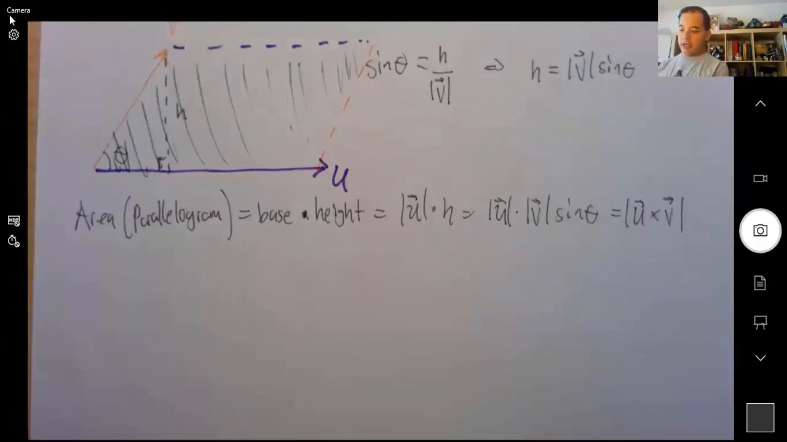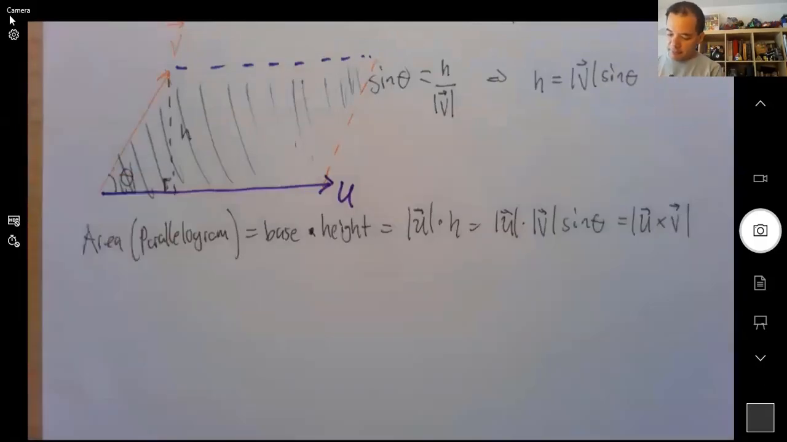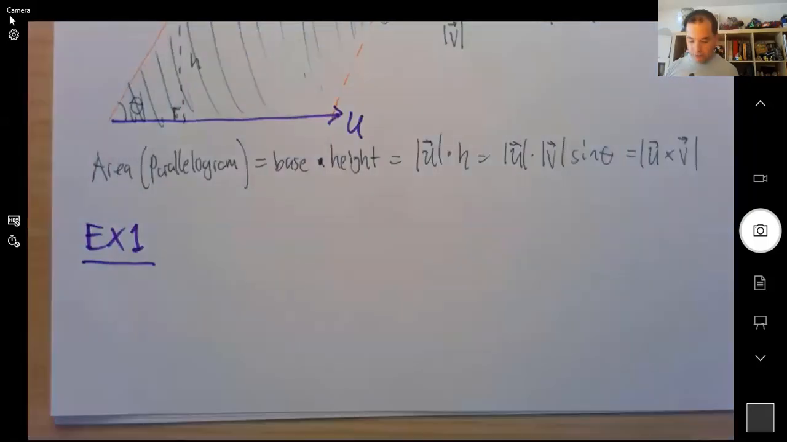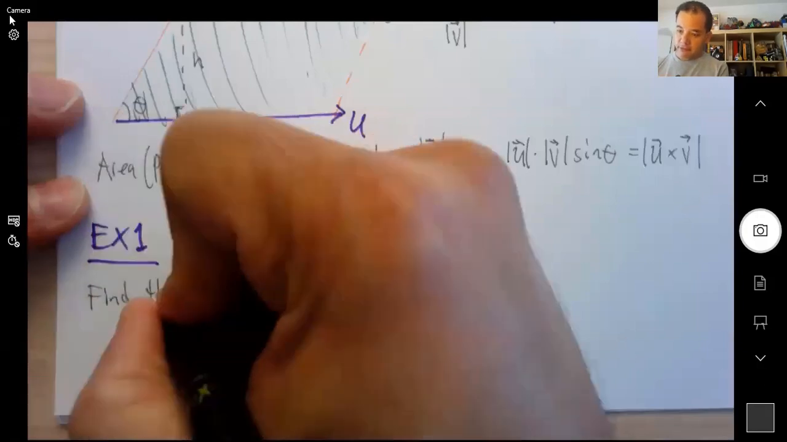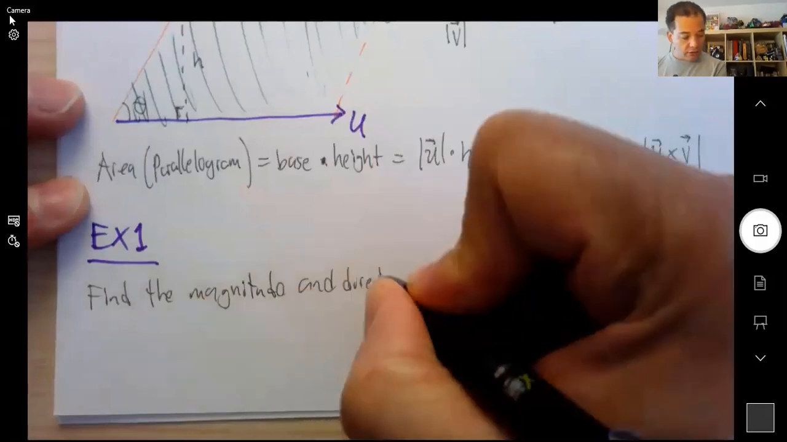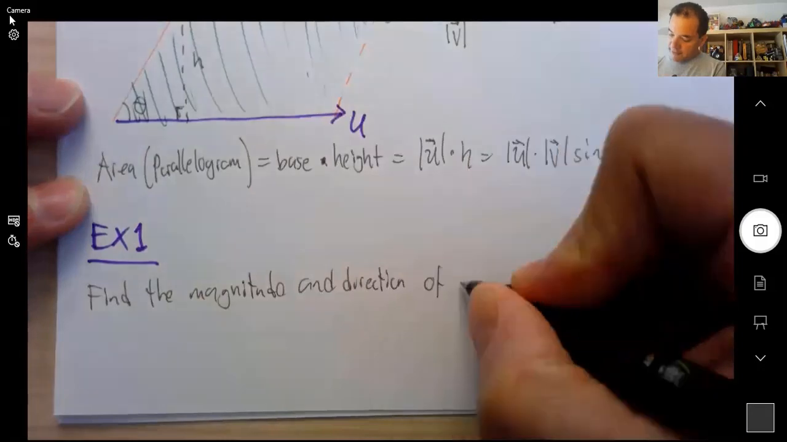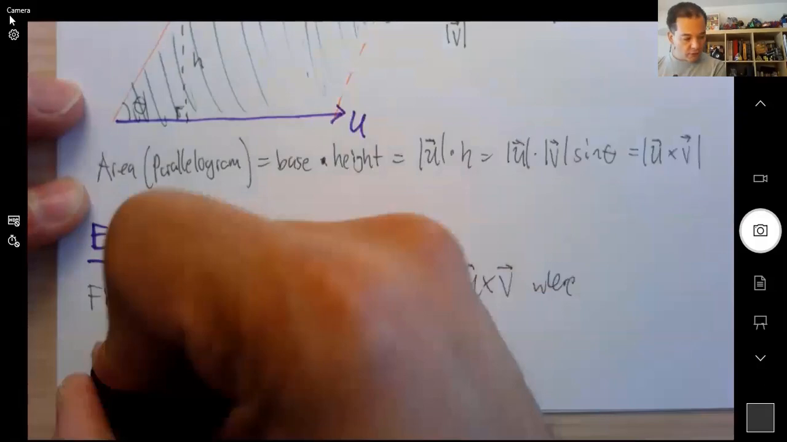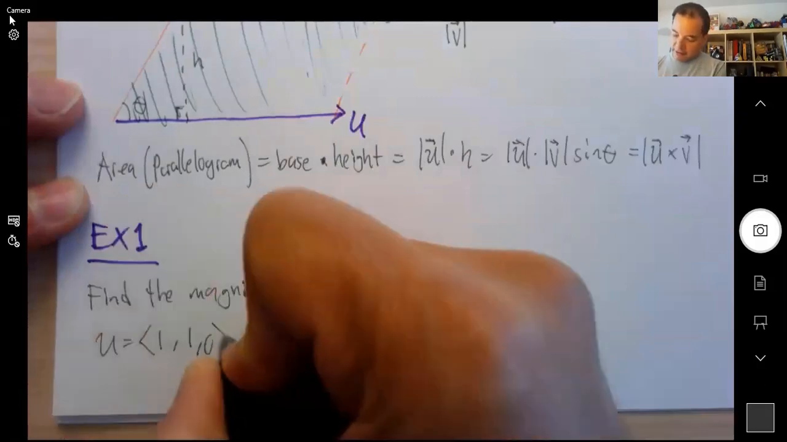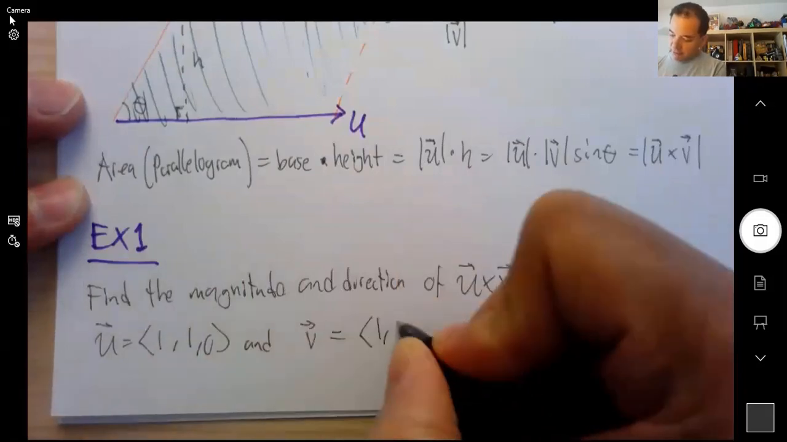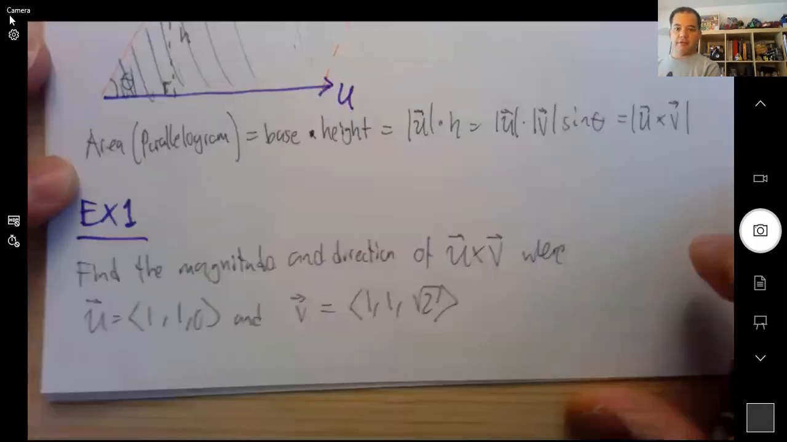All right. So how are we going to figure out this cross product? To begin with, let's do an example. So this is example 1. And here's the question. It says, find the magnitude and direction. So in other words, find the vector and direction of U cross V, where U is (1, 1, 0) and V is (1, 1, square root of 2). All right, so we'll do that one.